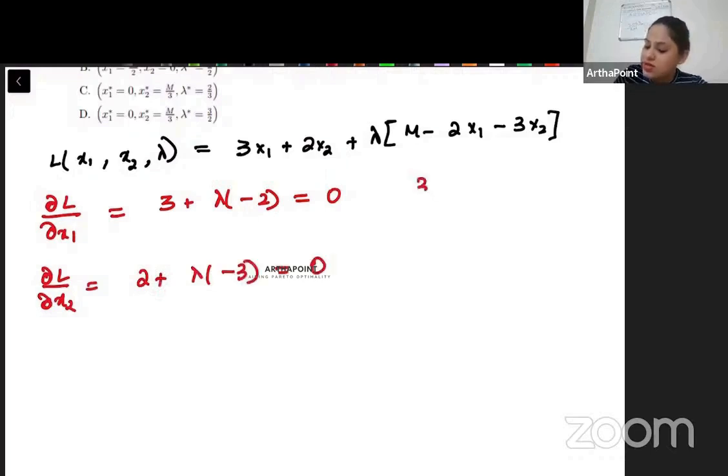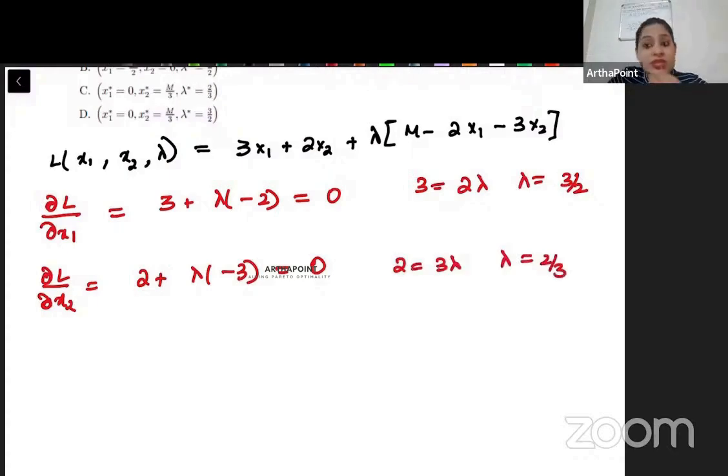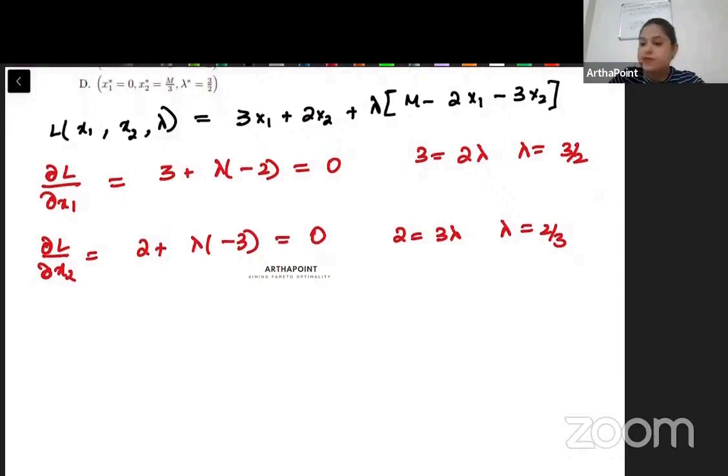So this will give me 3 is equal to 2 lambda. So lambda will be 3 by 2. This will give me 2 is equal to 3 lambda. So lambda will be 2 by 3. This is not possible. Lambda, if you remember, is the marginal utility of income. And I cannot have two values of lambda. I can only have one value of lambda. So because this is a linear function, if I start following this, I will never ever be able to solve this Lagrange. Never. So how do I go about it?